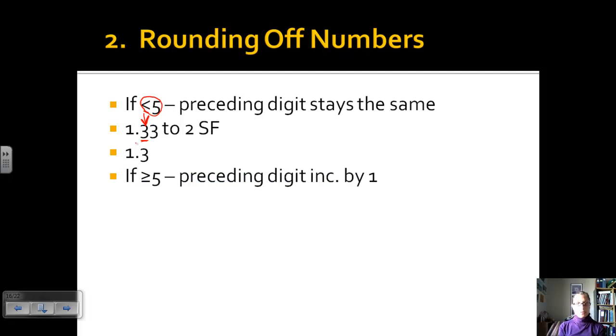If the number after the digit of interest is greater than or equal to 5, then that preceding digit is going to increase by 1. And so if we look at the number 1.36 and we round that to 2 significant figures, now when I look over at the number after my digit of interest, it's a 6. That's greater than 5, so I'm going to round up. So that makes my rounded number 1.4.